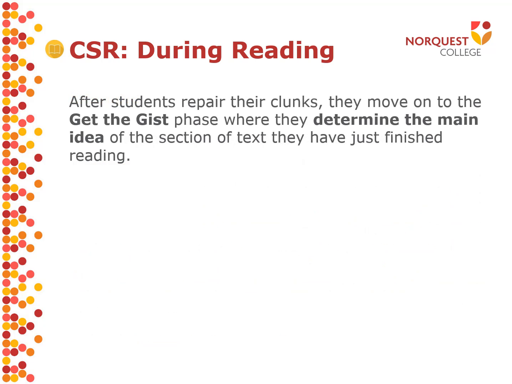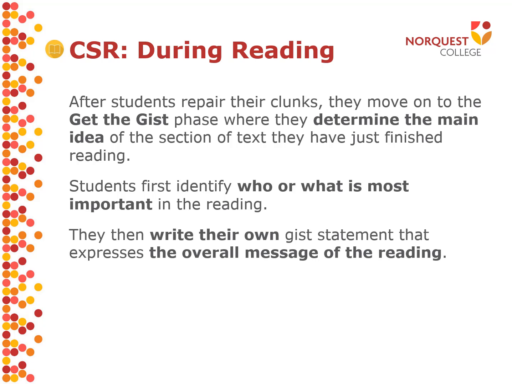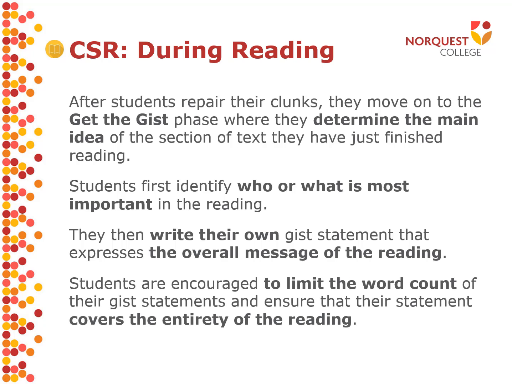After students repair their clunks, they move on to the get the gist phase, where they determine the main idea of the section of text they've just finished reading. Students first identify who or what is most important when reading. They then write their own gist statement that expresses the overall message of the reading. Students are encouraged to limit the word count of their gist statements and ensure that their statement covers the entirety of the reading.